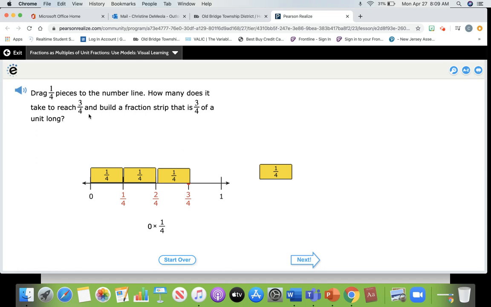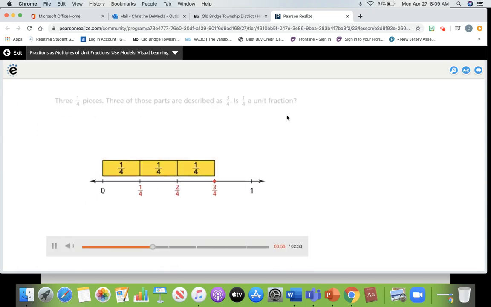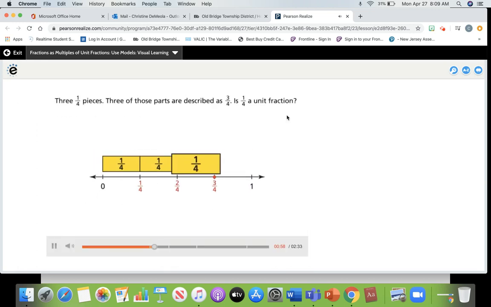How many does it take to reach 3/4 and build a fraction strip that is 3/4 of the unit long? They gave us extra pieces, but if you keep dragging them, we don't need them right now. Once I drag them, I have 1 piece, 2 pieces, 3 pieces. 3 1/4 pieces. 3 of those parts are described as 3/4.